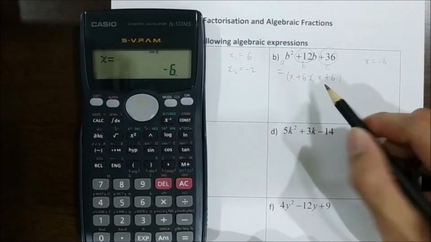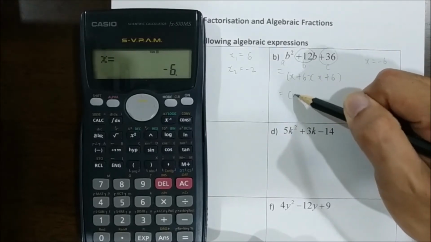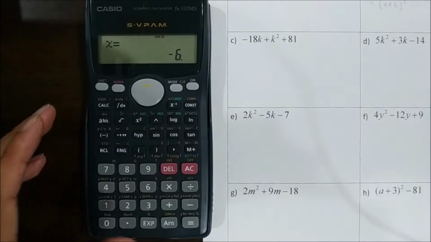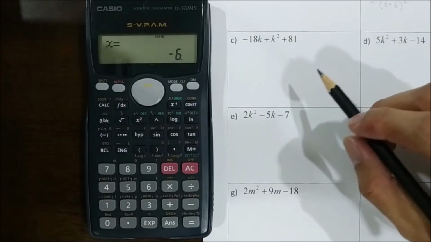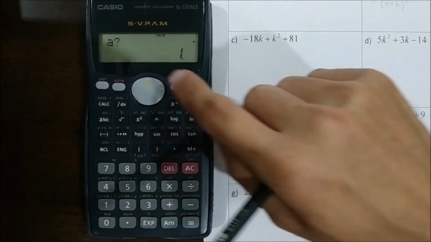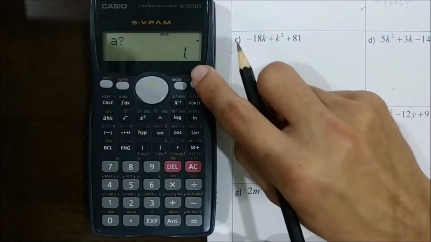We can further simplify this. It becomes x plus 6 to the power of 2. Question C. Now before we start, we need to press the equal sign button to reset. Again, the 1 is from a previous question.